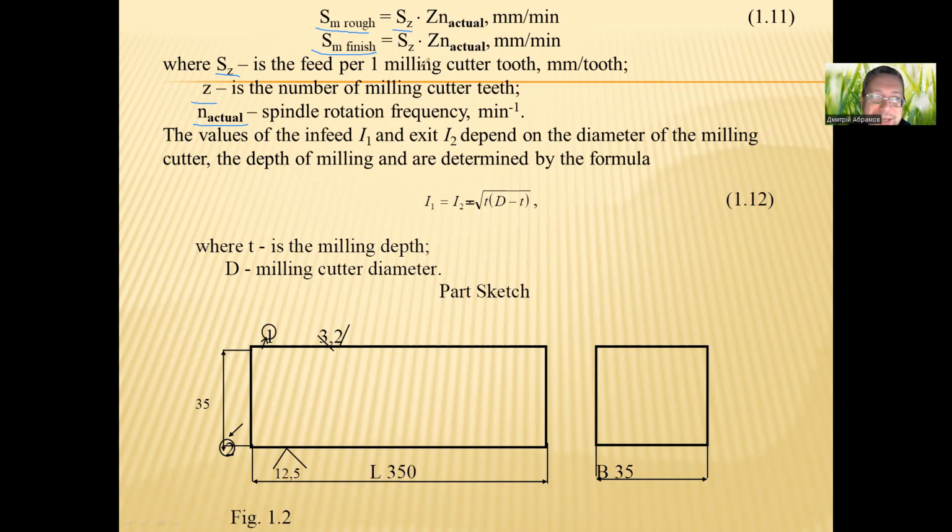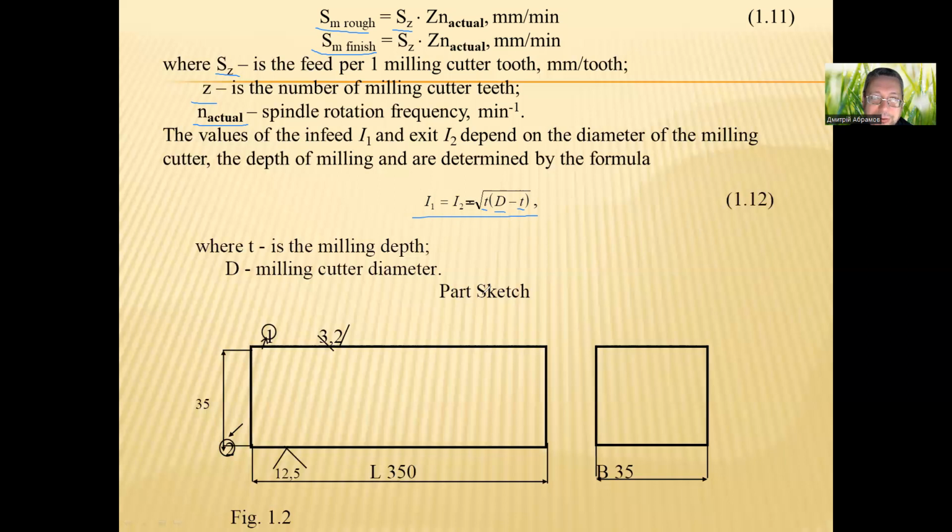The values of the in-feed small l suffix 1 and exit small l suffix 2 depend on the diameter of the milling cutter and the depth of milling, and are determined by the formula (1.12). In this formula, t is the milling depth and D is the milling cutter diameter.